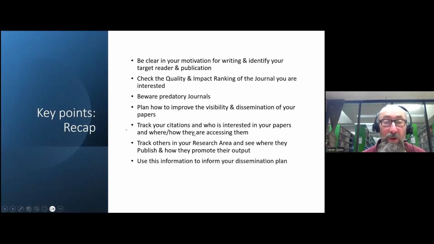Key points, just so be clear in your motivation for writing and identify your target reader and publication. Check the quality and impact ranking of the journal you're interested in. Beware of predatory journals. Plan how to improve the visibility and dissemination of your papers. Very important. Planning in all things, very important. Track your citations and who's interested in your papers and aware of how they're accessing them. Track others in the research area and see where they publish and how to promote that output, and use the information to inform your dissemination plan. So just have those plans in place.